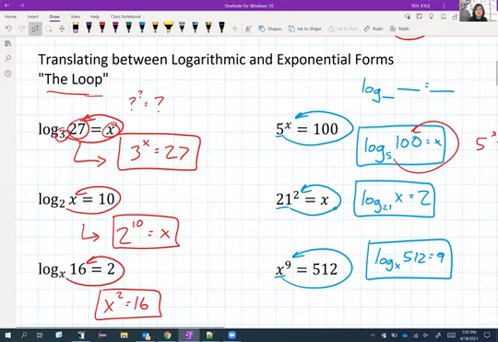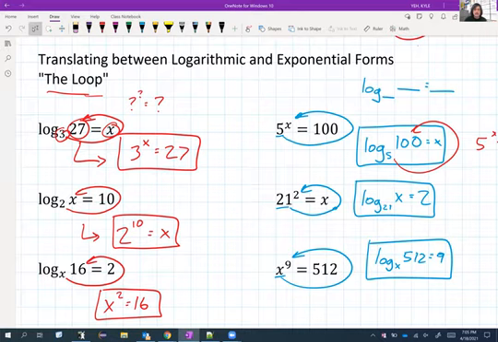So a couple statements about what we just did, what's on the screen right now. We have not really solved anything yet. We have, though, taken something written in logarithmic form and turned it into exponential form. That's on the left in red. We have taken something in exponential form and turned it into logarithmic form.